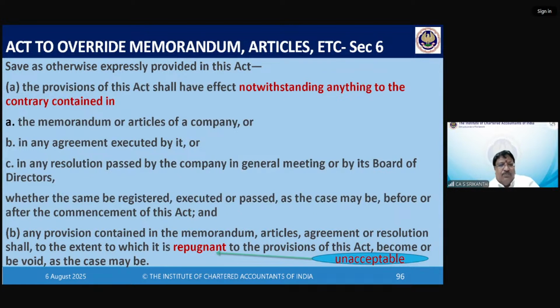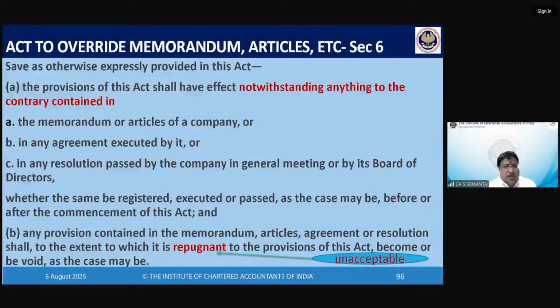Repugnant, not acceptable. So it is not suitable to me. To the extent that it is not acceptable to the provisions of the Act, to the extent that it is against the provisions of this Act, it will be void as the case may be. So that part alone will become void. Suppose that goes to the root of the agreement, then the agreement itself is void.